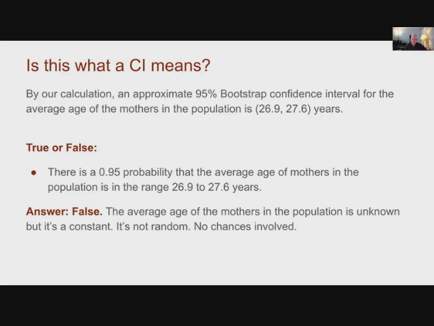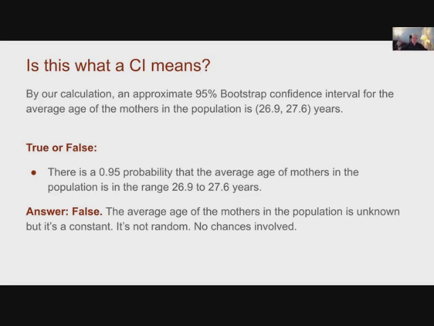especially the way I've described it, is that yeah, it means there's a 95% probability. But if we look specifically at what the question is asking, we're asking about the probability that the average age of the mothers in the population is in the range. And that's the fatal flaw in this argument, because the average age of the mothers in the population is unknown, but if we knew it, it's not a range. It's actually a statistic. There's nothing random about it.